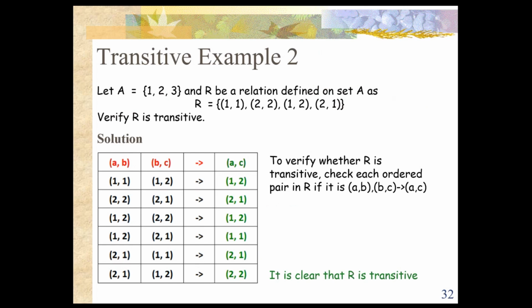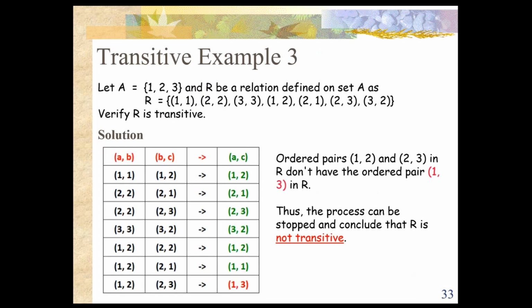So this is another example. Check whether this relation is transitive. This relation is different from the one just now, and this is how we check it. All of the pairs must be transitive in order for the R to be transitive. I'm not going to go into the details of this example 2. I want to go into details of example 3 because this is the example where the R is not transitive.